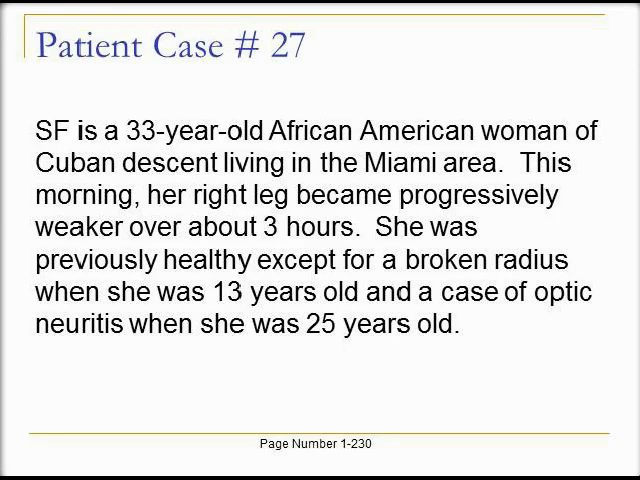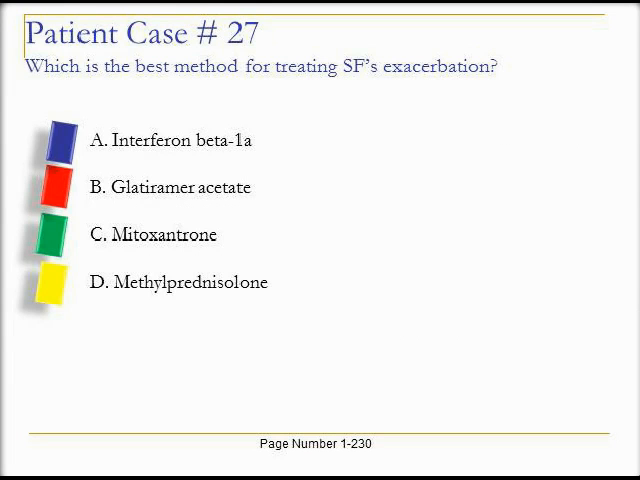Okay, moving on. Ms. SF is a 33-year-old African-American woman of Cuban descent who lives in the Miami area. This morning, her right leg became progressively weaker over about 3 hours. She was previously healthy, except she had a broken radius when she was 13 years old and a case of optic neuritis when she was 25 years old. So she's diagnosed with MS. This is an exacerbation. How are we going to treat it? A, interferon beta-1a, B, glatiramer acetate, C, mitoxantrone, or D, methylprednisolone.